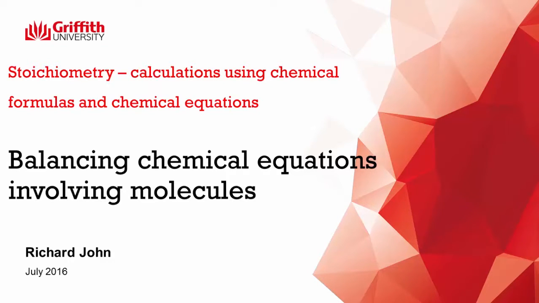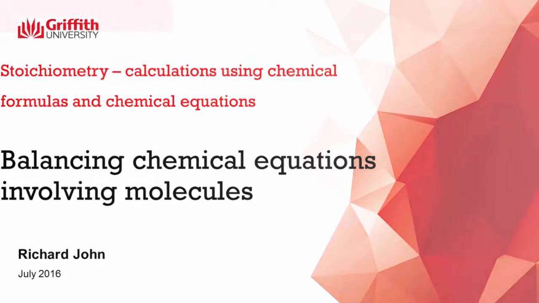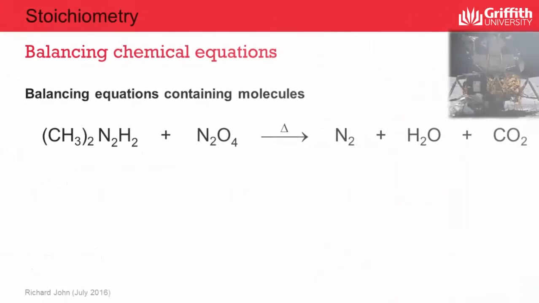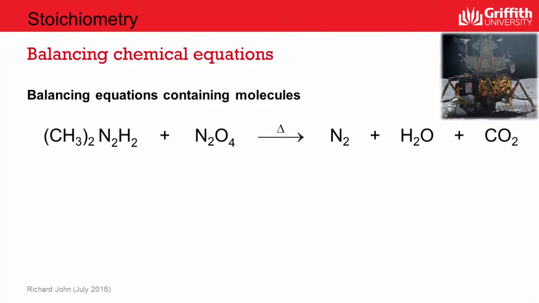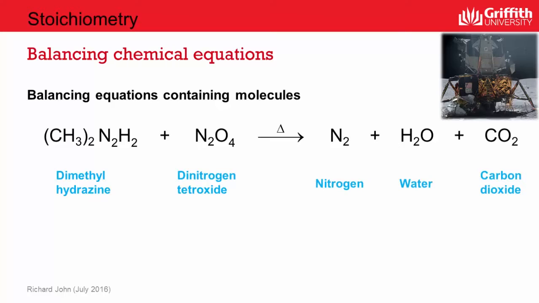In this video, we're going to look at a more complex example of balancing equations involving molecules. And the particular reaction we're going to look at is this reaction here, the reaction between dimethylhydrazine and dinitrogen tetroxide to produce nitrogen gas, water, and carbon dioxide gas. This chemical reaction was actually the reaction used to provide the energy of lift for the moon lander to take off from the moon's surface during the Apollo 11 mission.